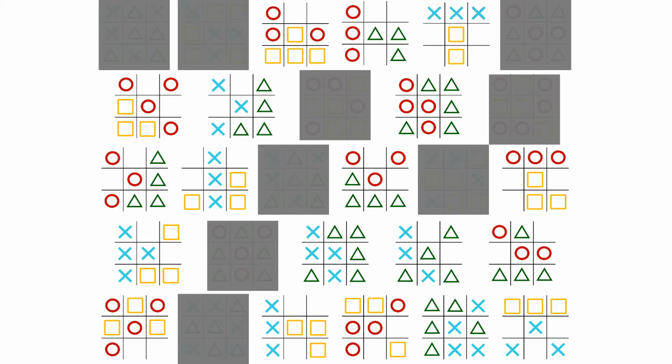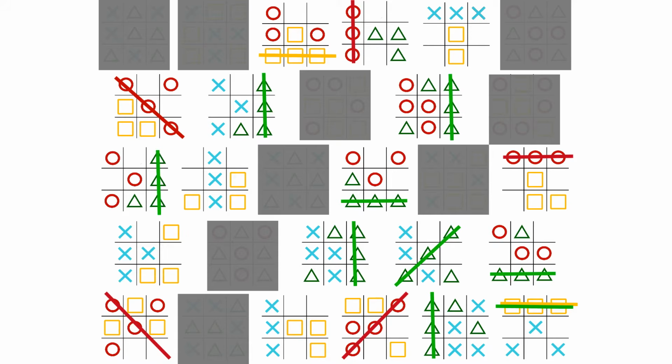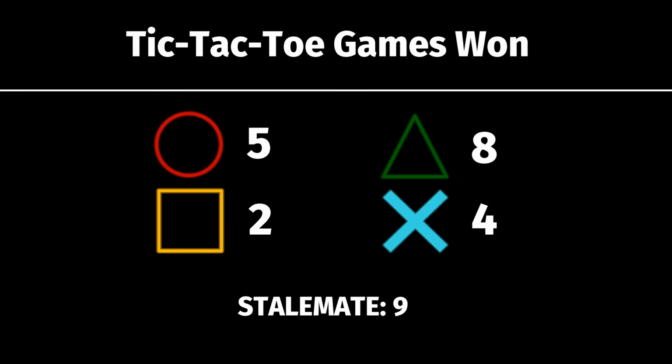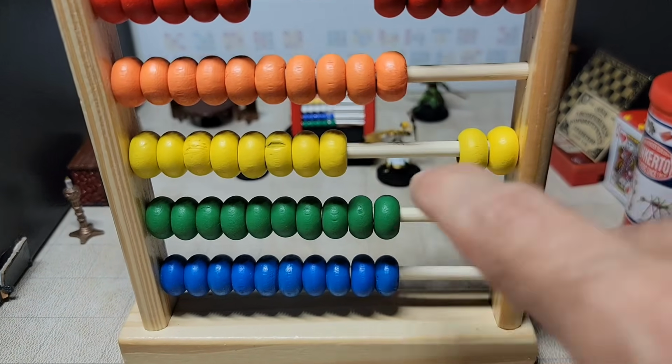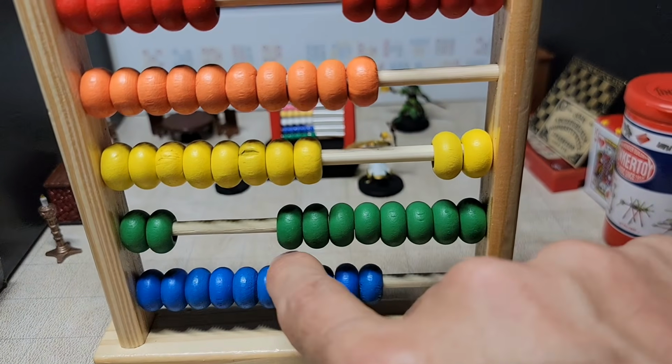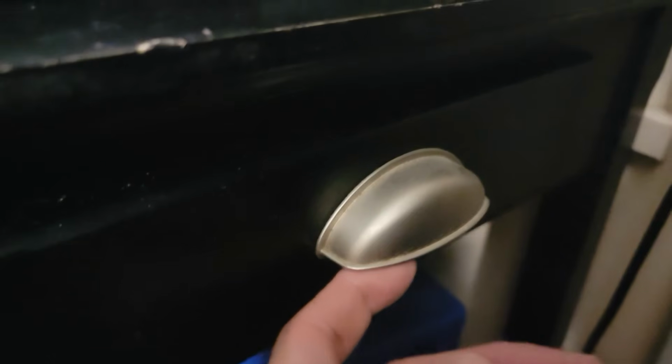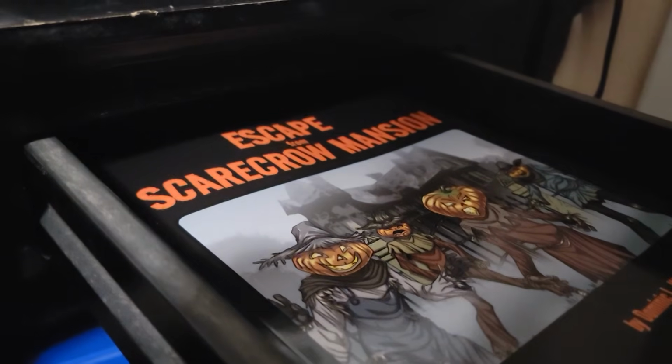The ghost that was using the red circle had 5 wins. The ghost that was using the yellow square had 2 wins, the ghost using the green triangle had 8 wins, and the ghost that had the blue X's had 4 wins. So if the characters move over 5 red beads, 2 yellow, 8 green, and 4 blue, then the secret compartment in the pedestal is going to open, revealing whatever treasure, key, or magic item that you've decided to place inside.